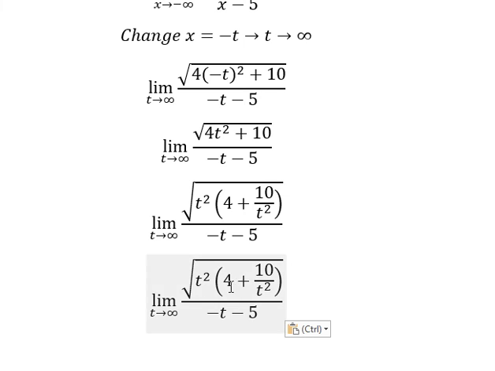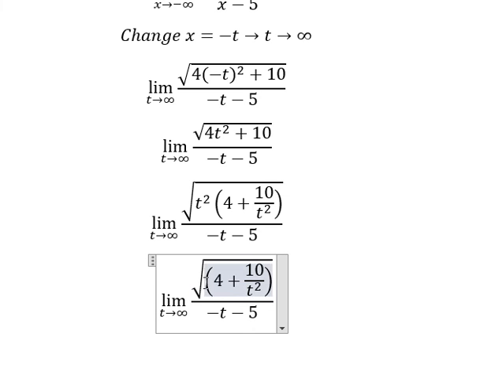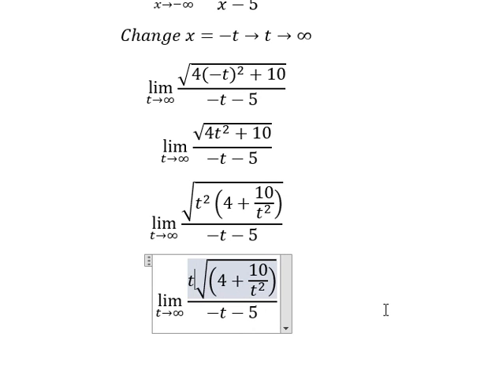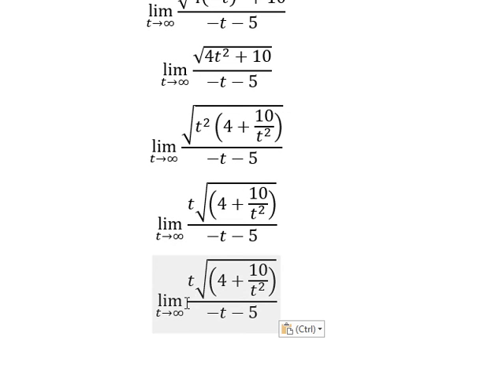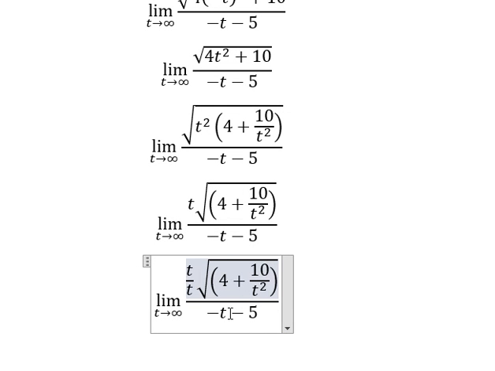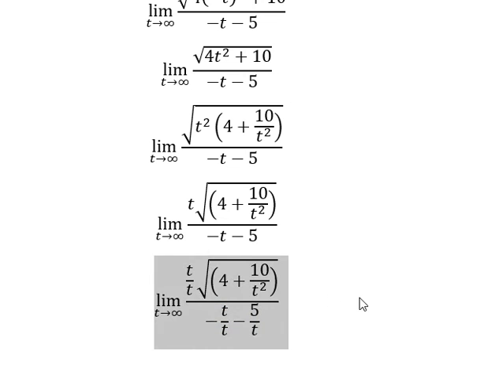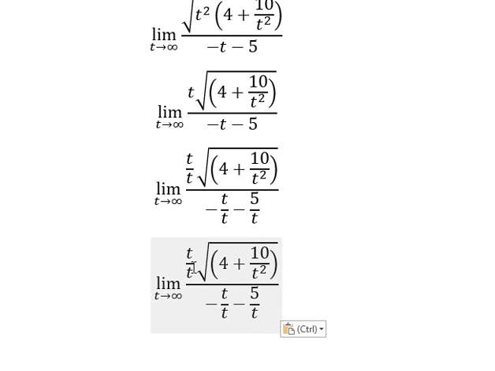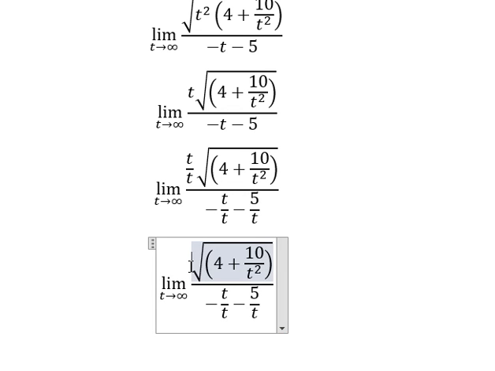So the square root of t squared I will put outside. Next, we divide by t on numerator and the denominator. So this one we have number one.